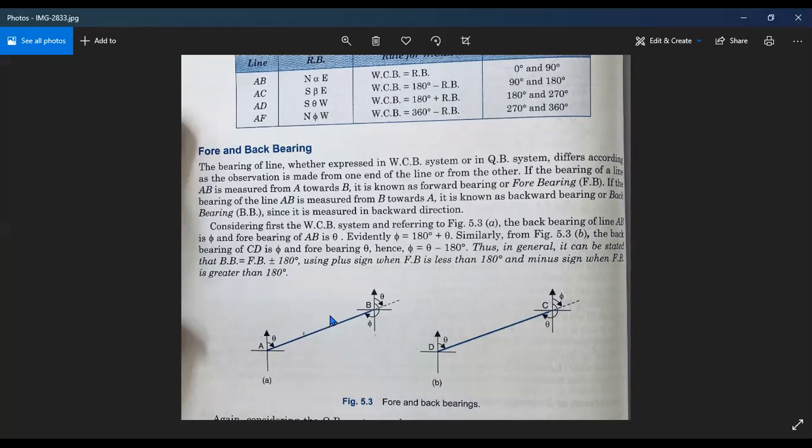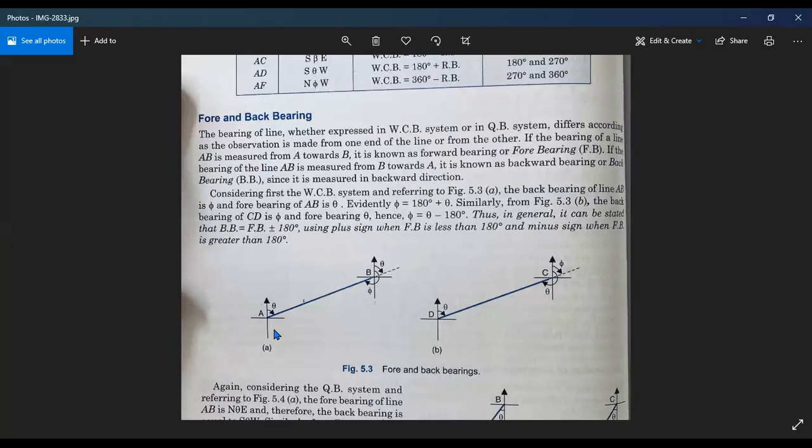So look at figure 5.3A. If your compass is set up at point A and you are sighting the point B from point A, the bearing is called the fore bearing. From A to B is called the fore bearing. Fore bearing of any line is the bearing of the next point from the instrument station, wherever you set up the instrument. If you are setting up at B and sighting point A, that is the fore bearing of BA.